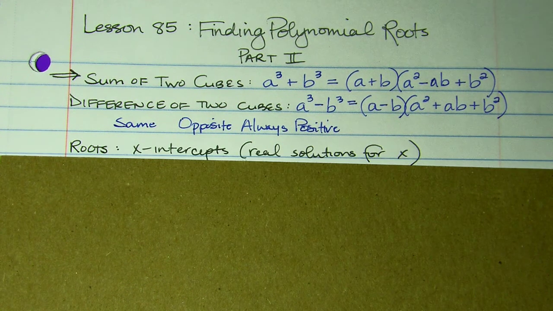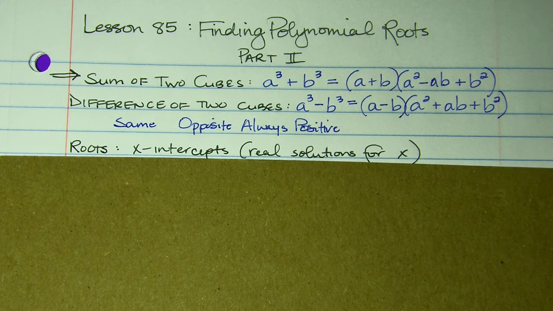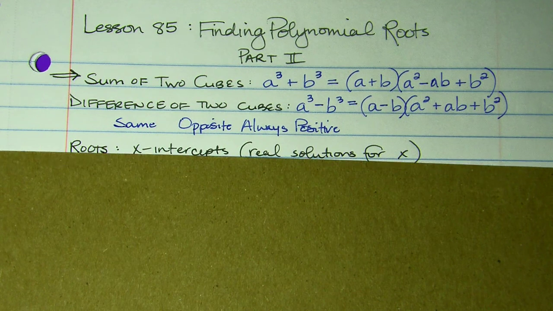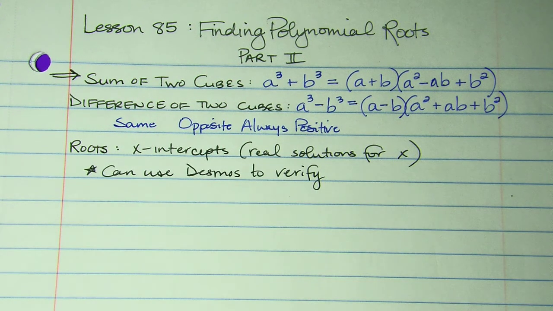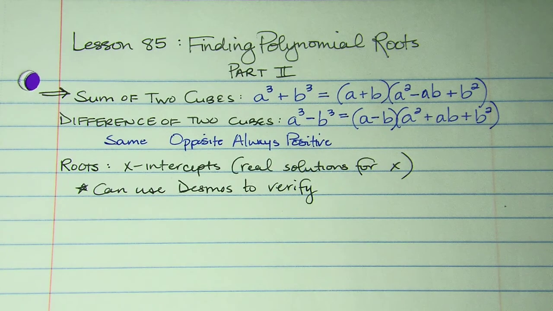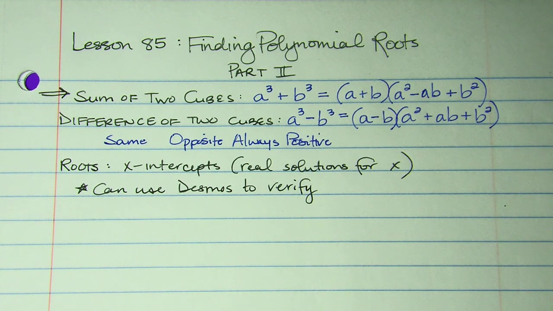Next, when they talk about roots, we're talking about x-intercepts or real solutions for x. And these solutions can be verified by Desmos. You would enter your polynomial and look for where your graph crosses the x-axis. So I'm going to do two with you, and then we'll do our lesson practice. So for all of these, we're going to find our roots.